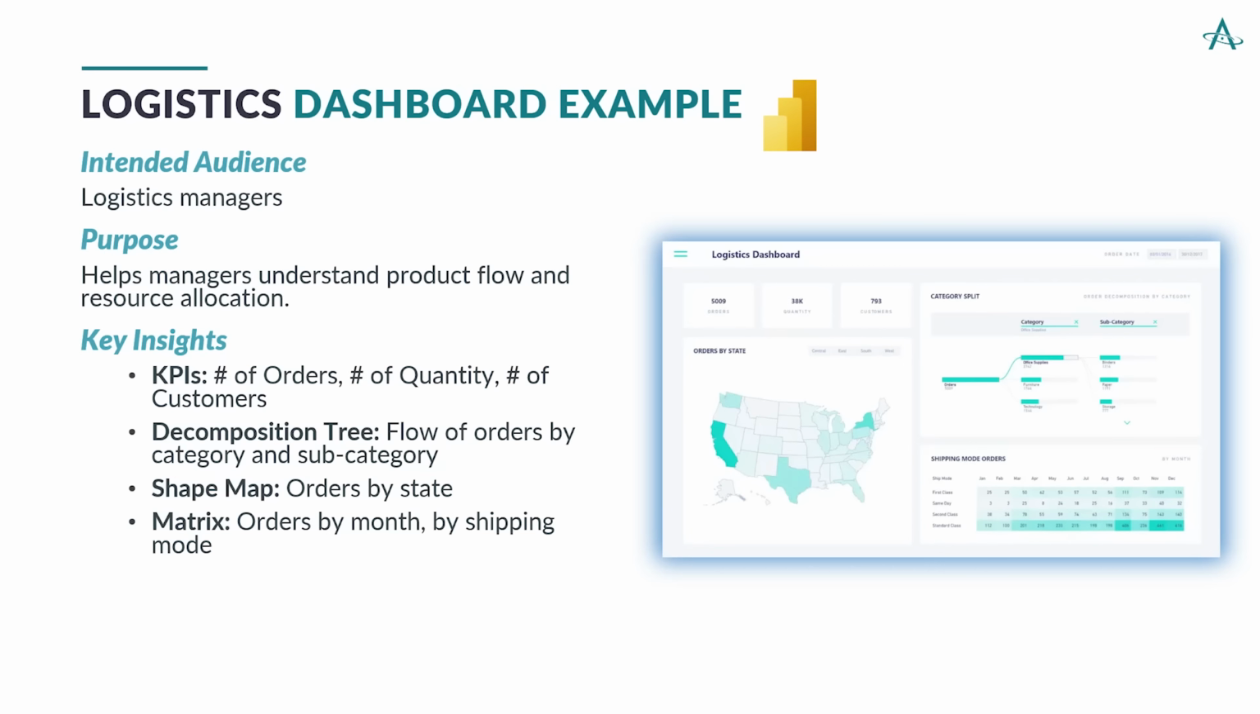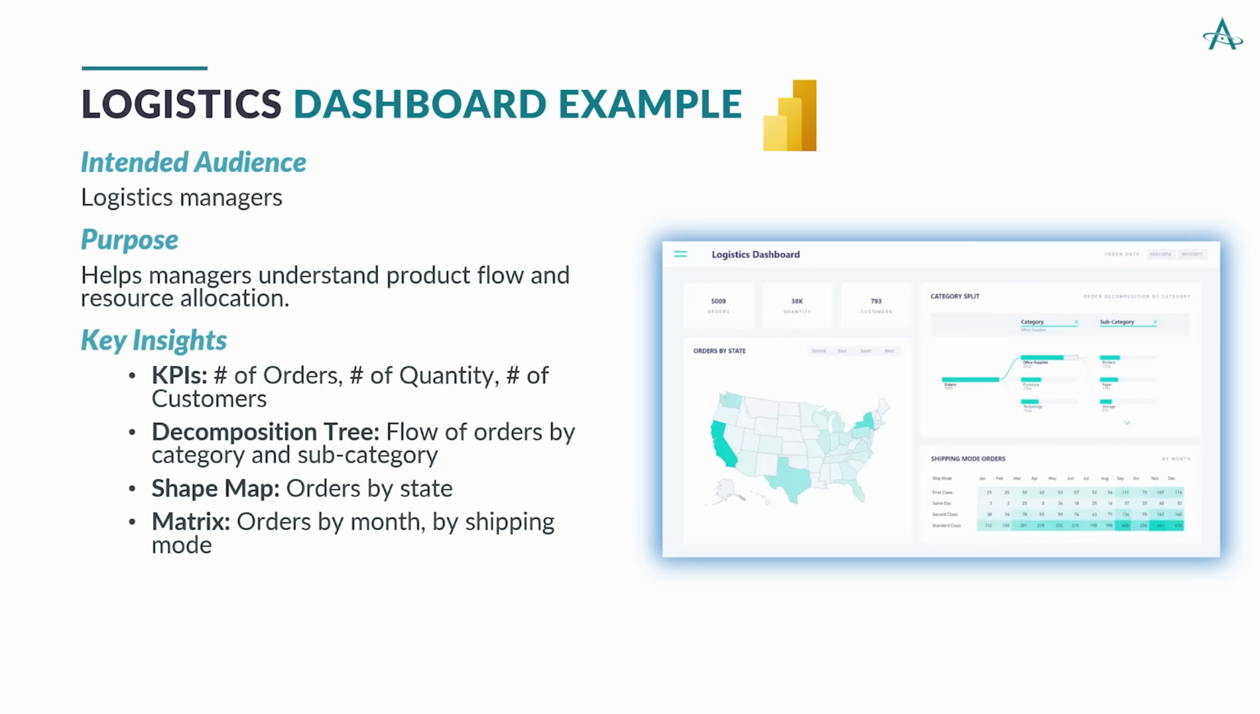Our final example is the logistics dashboard, designed for logistics managers who need to monitor and optimize the flow of goods. This dashboard plays a crucial role in ensuring efficient operations by providing insights into product movement and resource allocation. Key KPIs such as the number of orders, quantity shipped, and customer counts provide context regarding the scale of operations. The decomposition tree illustrates the flow of orders by category and subcategory, helping managers prioritize their shipping processes effectively.